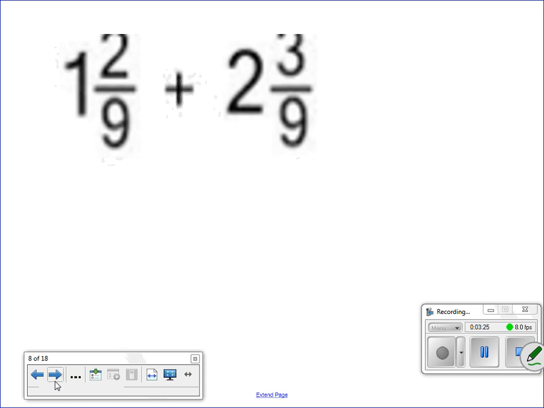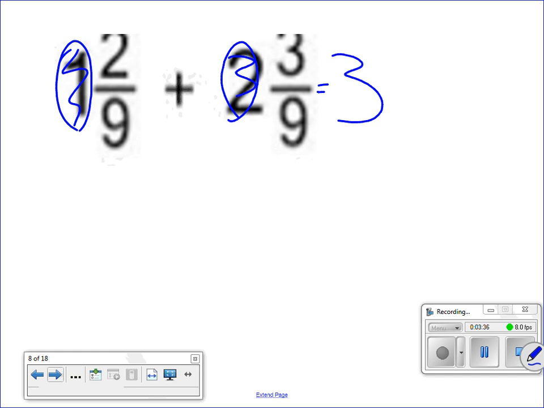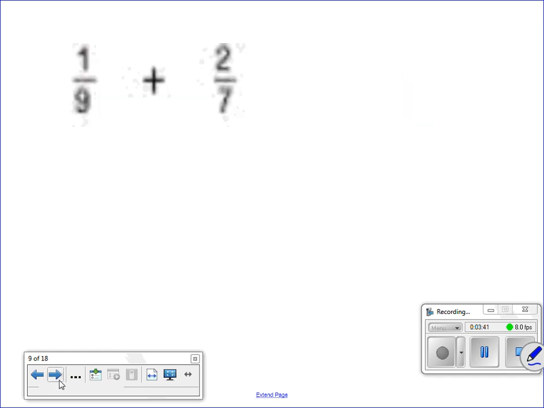1 and 2 ninths plus 2 and 3 ninths. Let's take a look at this problem. Common denominators. I'm going to add my whole numbers up first. So I have a big 3. These are done. 2 and 3 gives me 5/9. 3 and 5/9 is my answer.